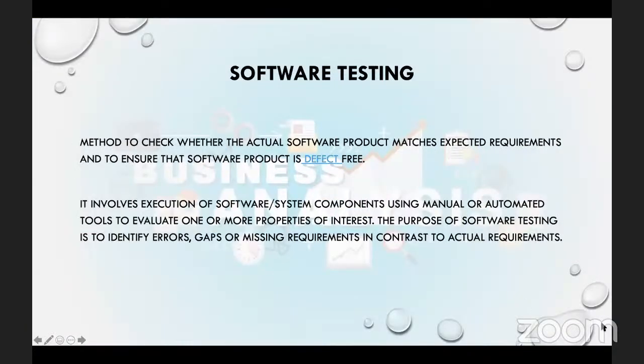Software testing is a method to check whether the actual software product matches the expected requirement and to ensure that the software product is defect free, right? You have seen that the word defect is underlined. There's a keyword here. So when we say we are doing testing, what are we doing? It's a method to check whether the actual software product matches the expected requirement, and to ensure that the software product is what? Defect free or bug free.